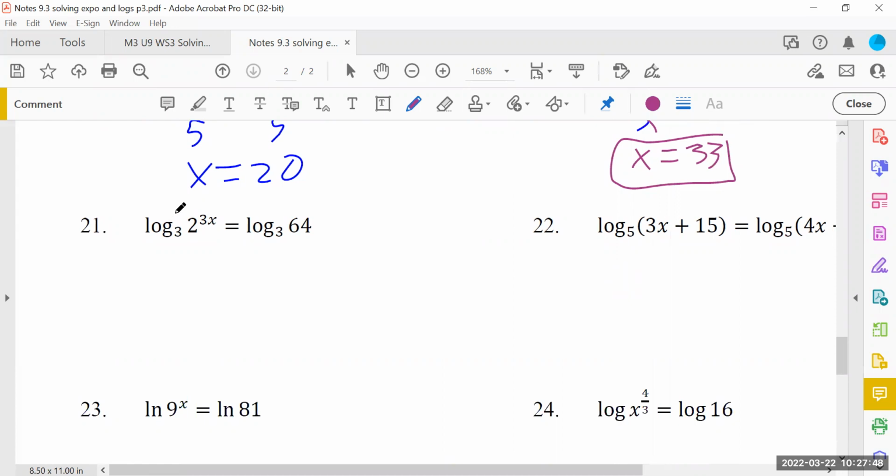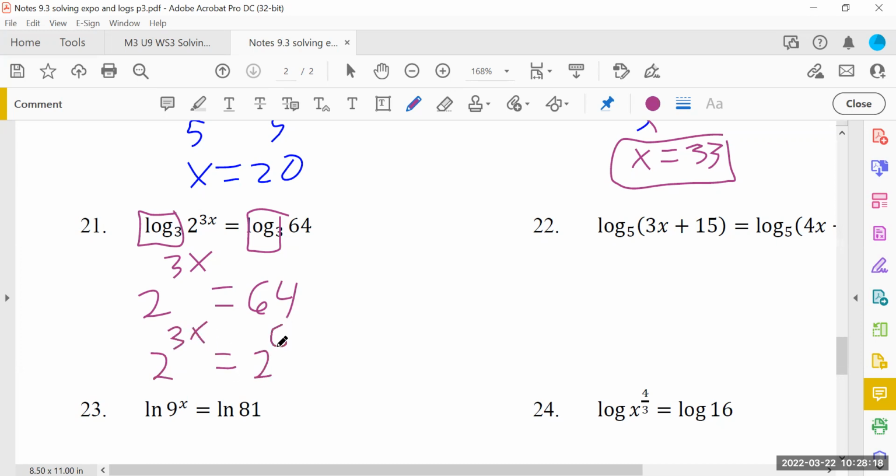So at this point, log base 3, we can ignore those and just do 2 to the 3x equals 64. Ooh, sneaky. They put one of the problems that we were just doing inside a log problem. Does that make sense? What we're looking at right now is literally the same kinds of problems we were solving yesterday. So let's rewrite them as both 2 to a power, 2 to the 3x.